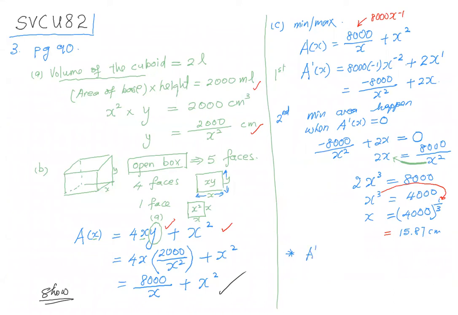You have to draw the sign diagram of A prime x. So x starts from 0 onward. 15.87 is here. Since the question says minimum, here will be negative, here will be positive. Done. So the dimension will be 15.87 by 15.87 by what is the height? How to get the height? Look at this formula.